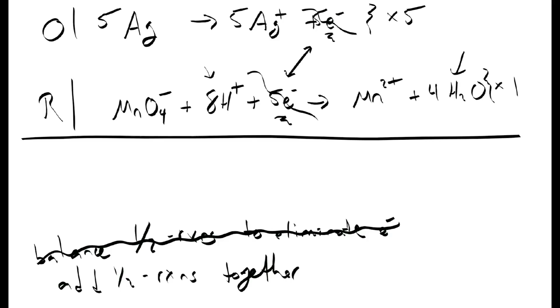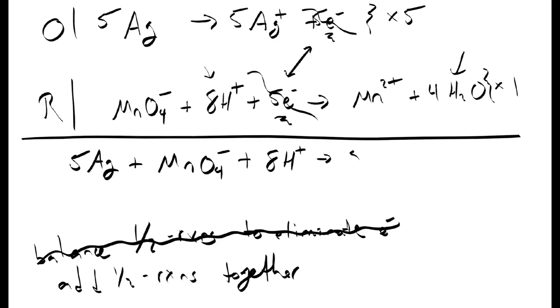So now, let's go ahead and add them together. 5 silver atoms plus 1 permanganate ion plus 8 hydrogen ions. Yes, I know really it should be H3O plus hydronium, but we can pretend. Doesn't really matter all that much.